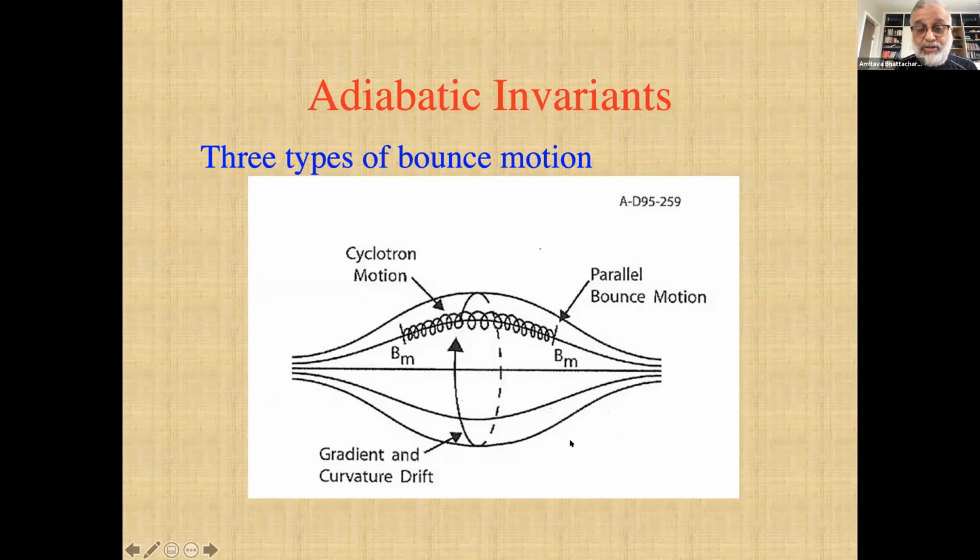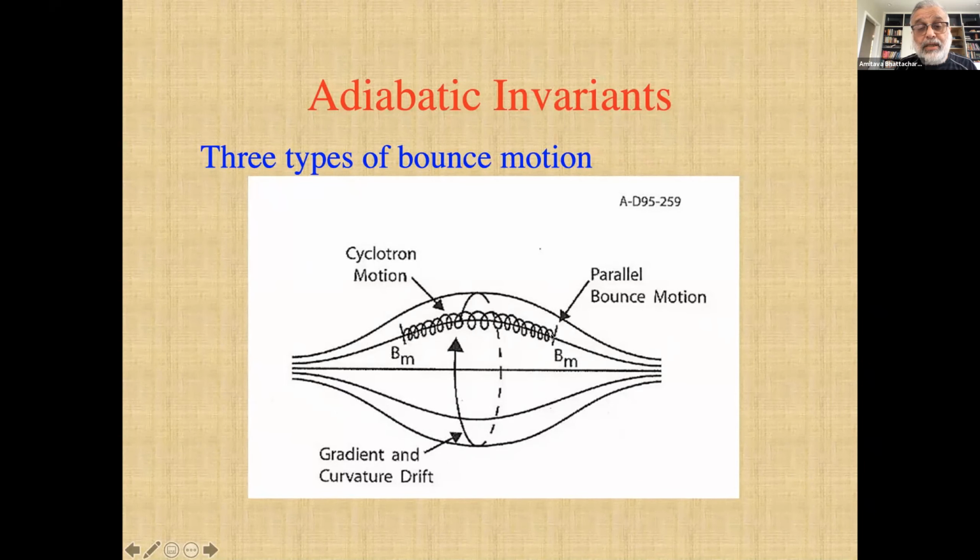By the way, this is also a very important fusion concept, the mirror plasma, which is no longer one of the most pursued ideas, but very interesting physics. So you have strong magnetic field in these throats and particles can go back and forth. You have cyclotron motion, which is the most rapid. You have parallel motion as well. You have drift, gradient and curvature drift. This is the kind of thing that gave you the ring current.